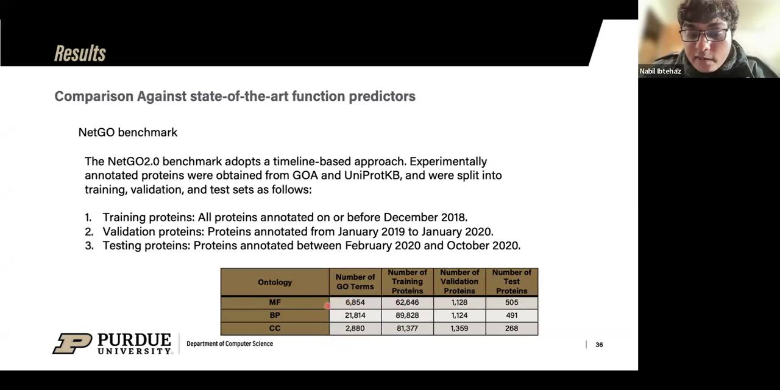So for MF, we have 7,000. For BP, we have around 3,000 GO terms. And in terms of number of training proteins, we have from 60 to 90,000 proteins in the training data. We have a small number of 1,000 validation proteins and around 500 test proteins, but not all test proteins have BP or CC terms.